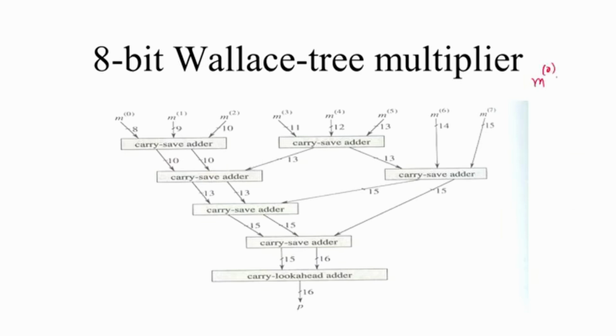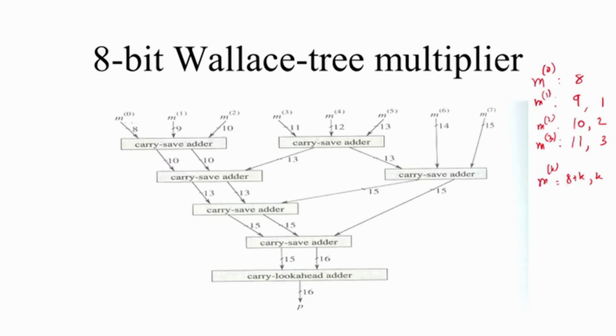M0 is an 8-bit number, M1 is a 9-bit number with 1 zero, M2 is a 10-bit number with 2 zeros at the end, M3 is an 11-bit number with 3 zeros. So Mk is an 8 plus k bit number with k zeros at the right-hand side, the rightmost k bits are zeros, right. Now I have 8 numbers, how can I add them?